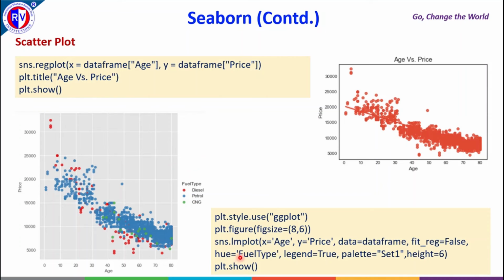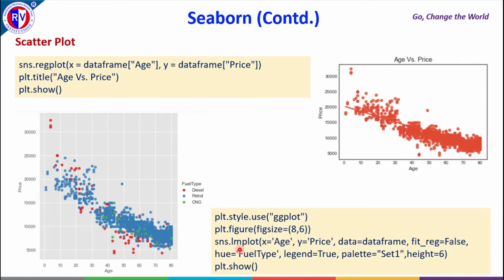And next we have the LM plot. Here again I am taking two different columns, age and price, as x and y respectively. Here we have one more attribute called fit_reg equal to false, which means that in the graph on the left, there is no regression line. If you put true, we will get a regression line in the graph.